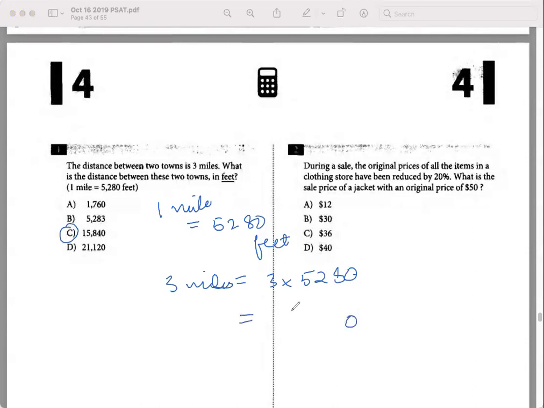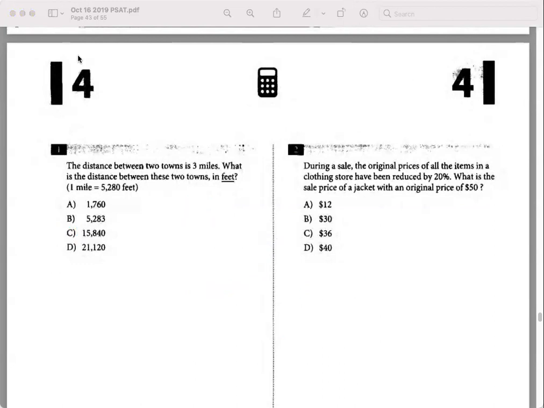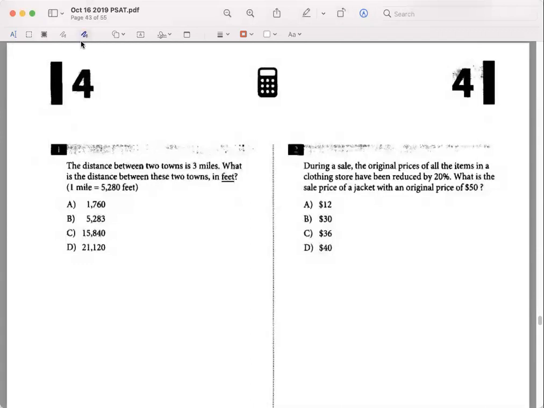And if I do that, 4 carry 2, 8 and 15. So we do get 15,840 as the answer. Okay, let's choose that.